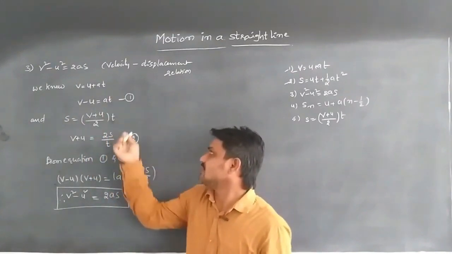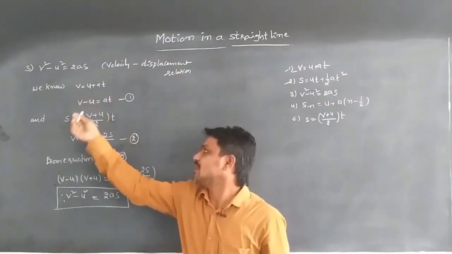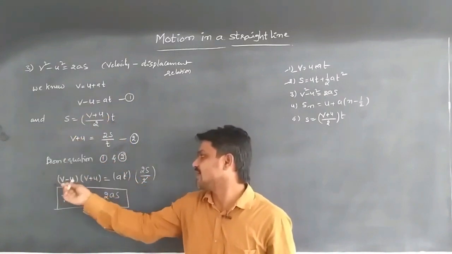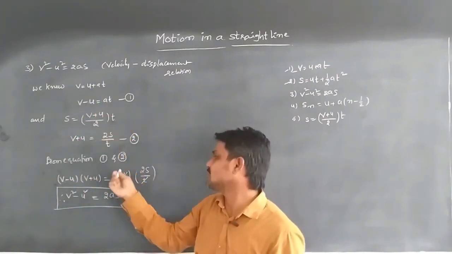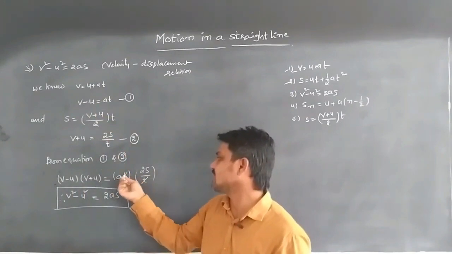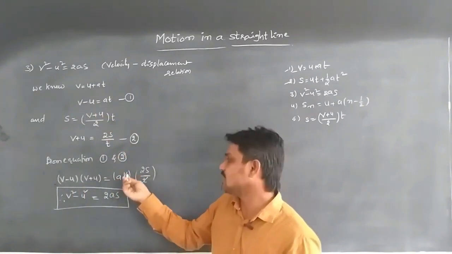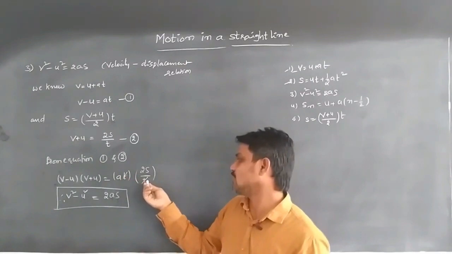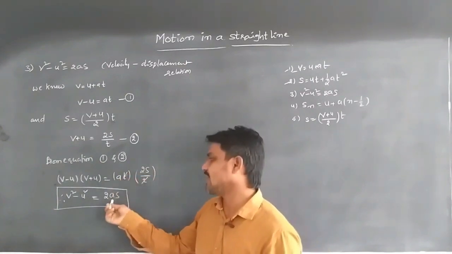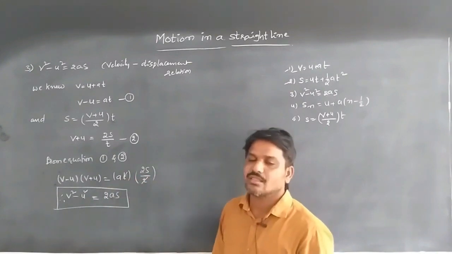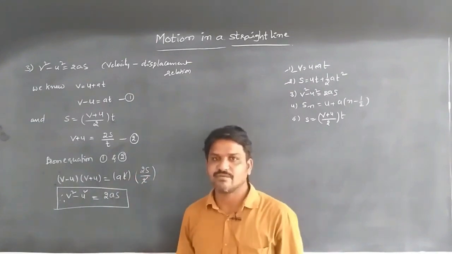From these two equations we are multiplying: v minus u into v plus u is equal to at into 2s by t. T gets cancelled because t is in the numerator and here in the denominator, both will be cancelled. From this, 2s into a gives 2as. This is the relation, the third kinematical equation of motion.